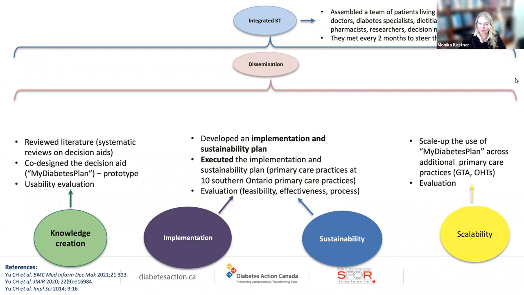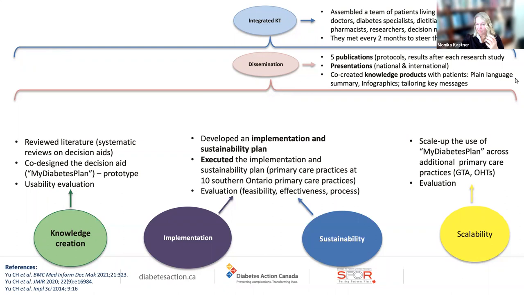So where does dissemination come in? Dissemination is one of those activities that you could do across the board. This team actually had five publications across all of these studies. They published their protocols, and they published the results after each of these different studies that they did, when they created the knowledge, when they implemented and evaluated the knowledge. So there are lots of these types of activities, passive dissemination as well as interactive dissemination activities that they did throughout. They created knowledge products with their knowledge users.